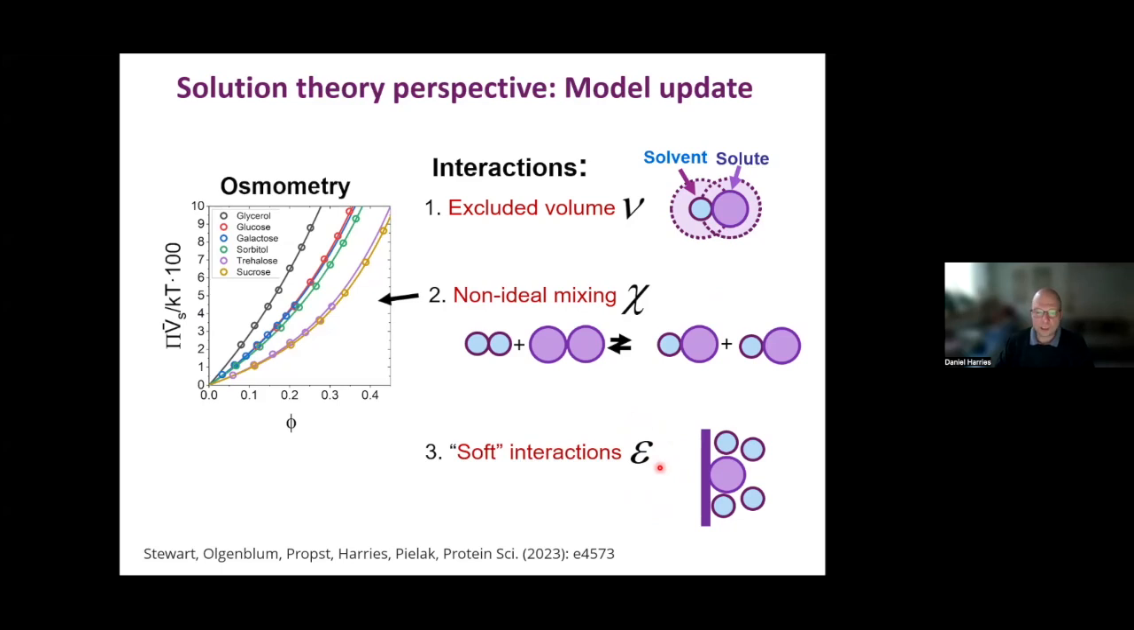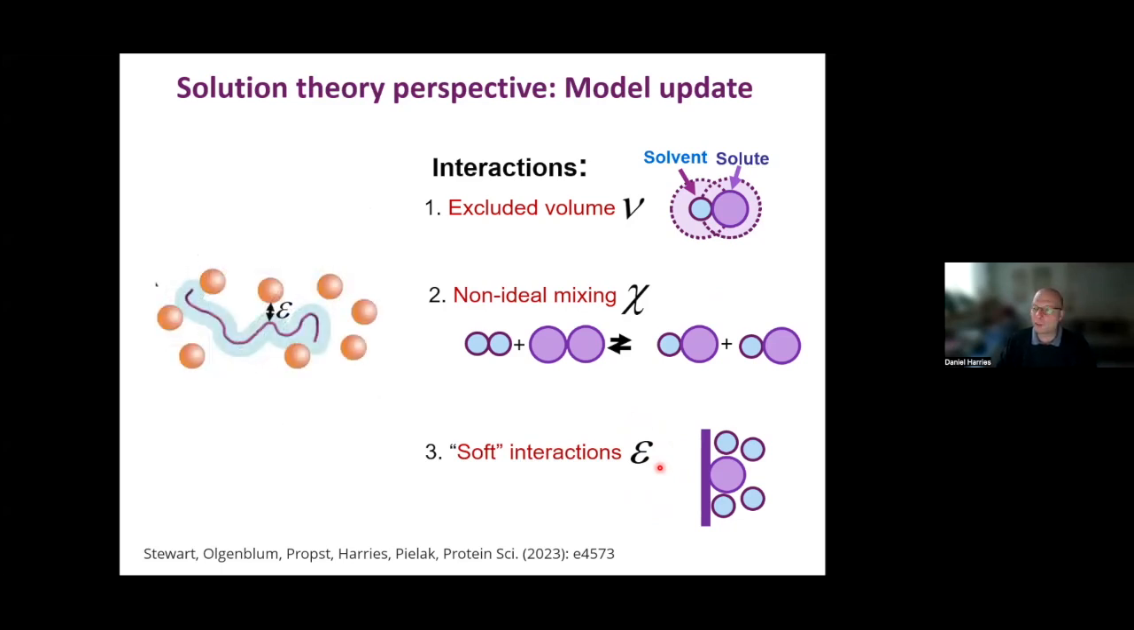Finally, we have this parameter epsilon that represents the soft interactions between the Crowder and the protein. And this is something that we get from fits to the data. And I'll show you how we do that. And by this method, we can dissect all these different interactions because each one is derived by an independent methodology, the excluded volume, the non-ideal mixing, and this epsilon parameter. And through that, we get information that was lacking before, because we know now what is the interaction between Crowder and protein.